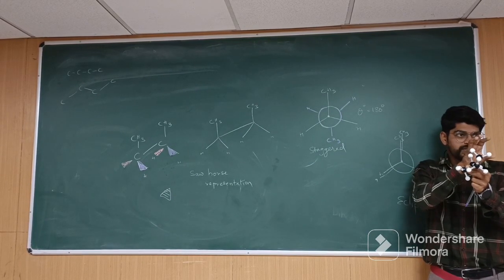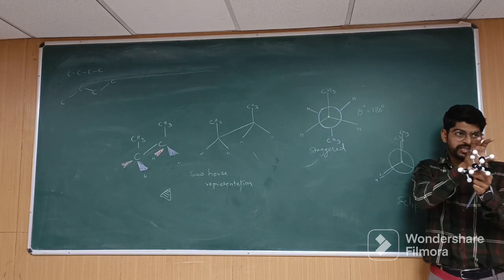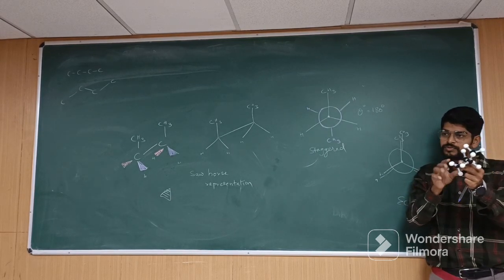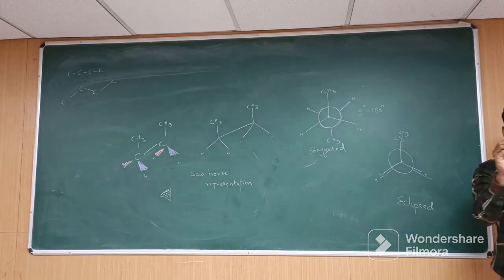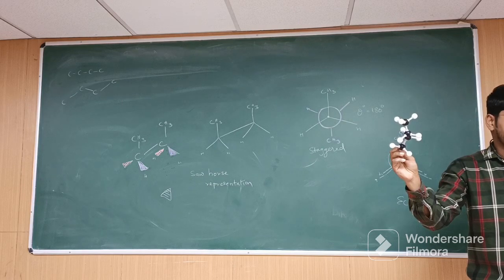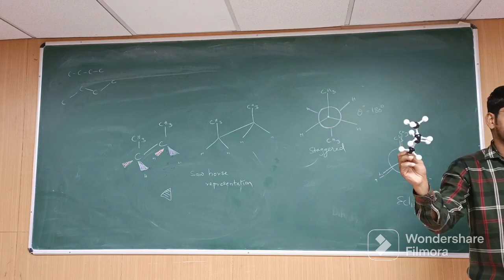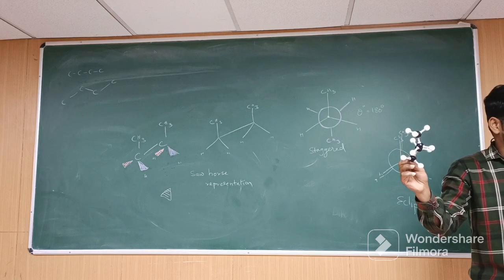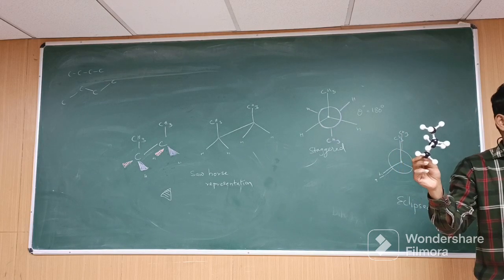All the three groups previously present on the first carbon atom, or the front carbon atom, are exactly eclipsing or blocking the remaining three groups. Yes or no? Is that clear? Everybody can see? Yes, sir. But the only difference is methyl is not exactly eclipsing methyl. That's the difference. This is also eclipsed, but not perfectly eclipsed.